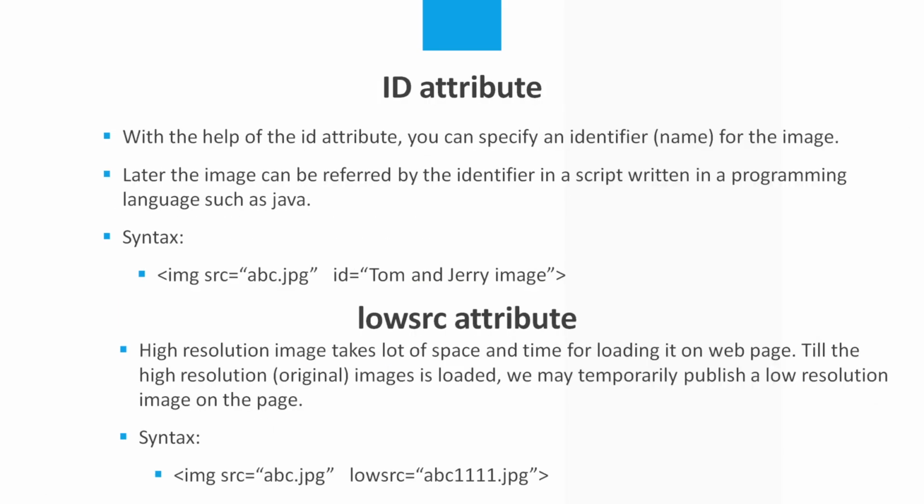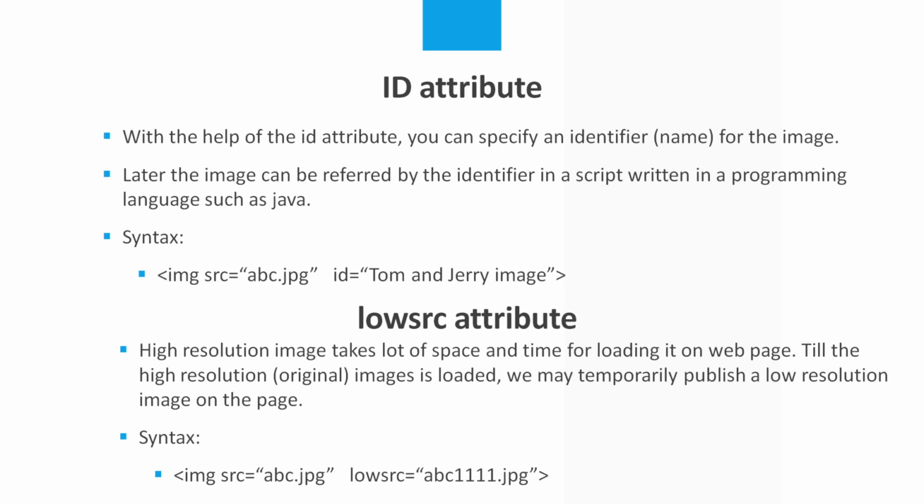Next one is the ID attribute. With the help of the ID attribute, you can specify an identifier, or you can say a name, for the image. Later, the image can be referred to by the identifier in a script written in a programming language such as Java. We are not going to learn any programming language right now, such as Java, as it is not in our syllabus. We will see the ID attribute only for theoretical purposes.